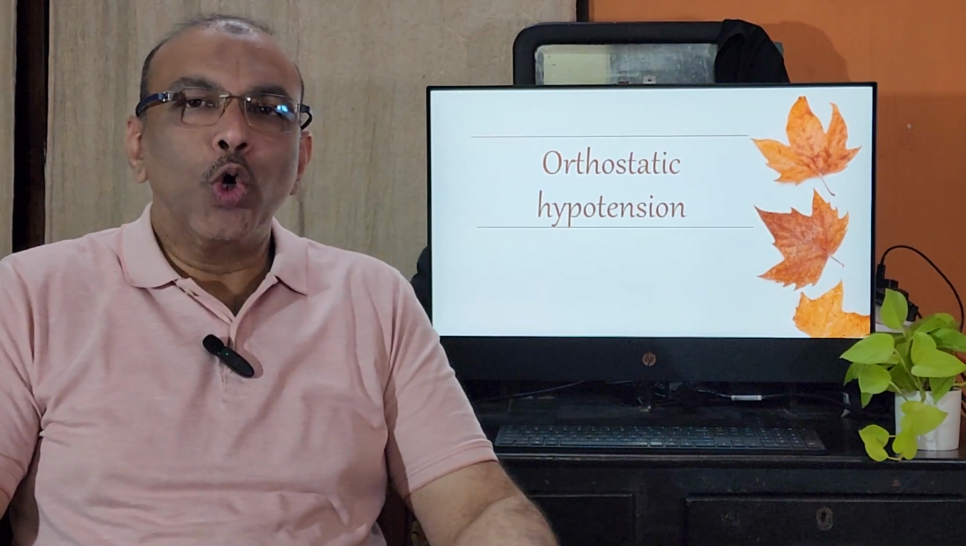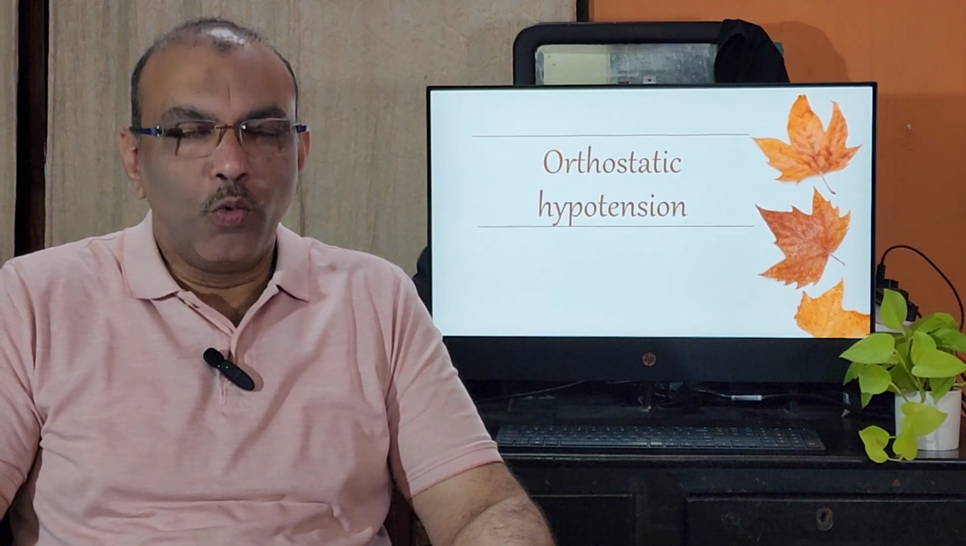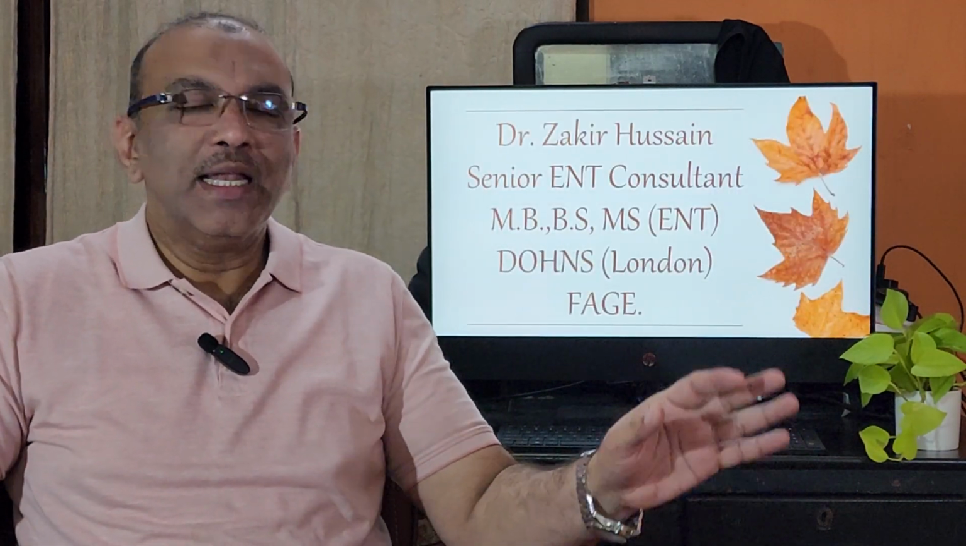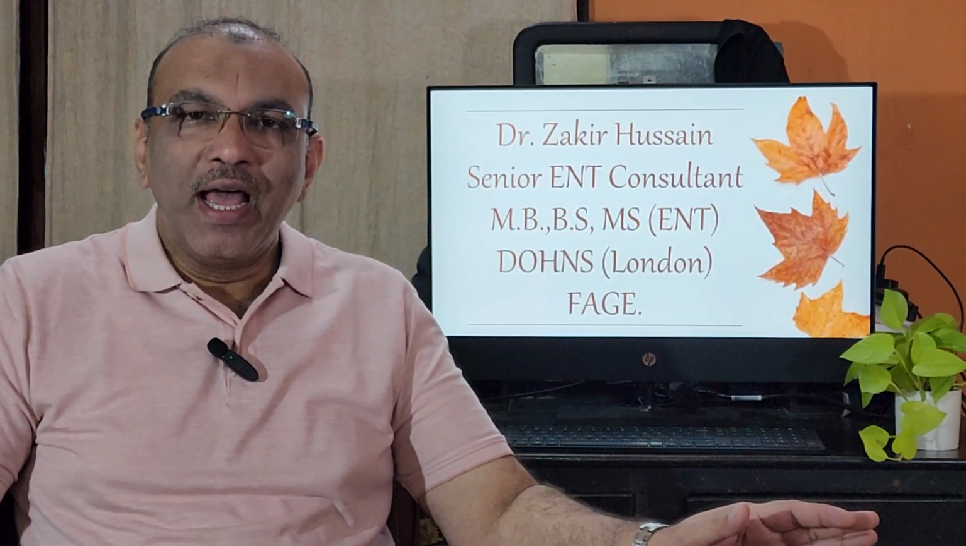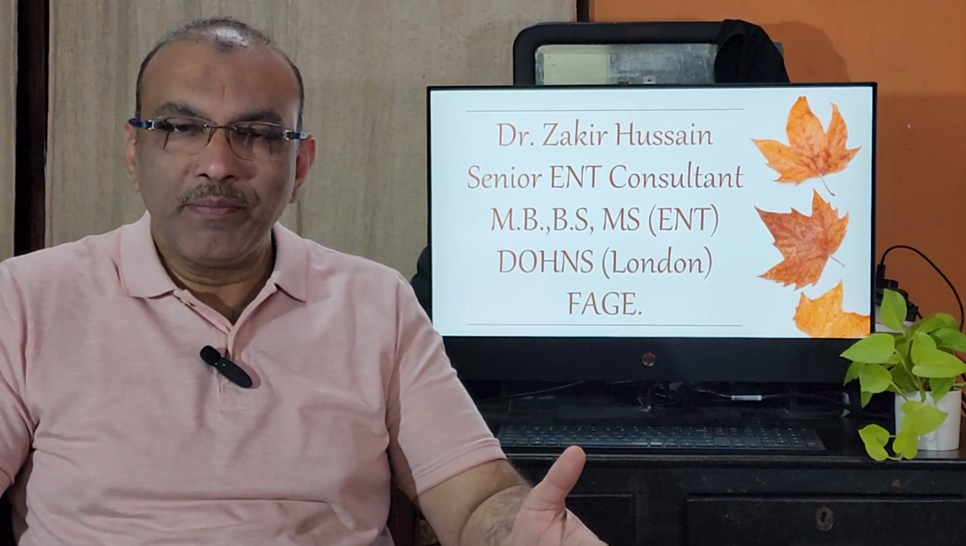The topic is orthostatic hypotension, which means a person lies down in the bed and he tries to sit up or stand and walk suddenly. In that situation, suddenly he collapses. And this happens within 1 to 3 minutes of getting up from the bed. So this condition is called orthostatic hypotension.